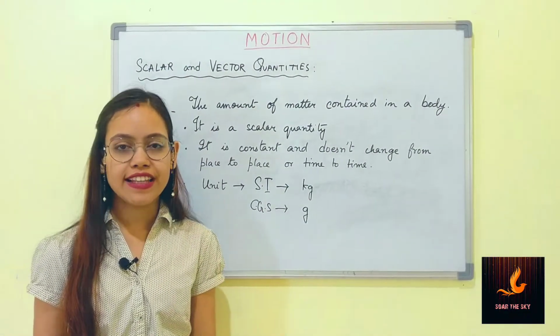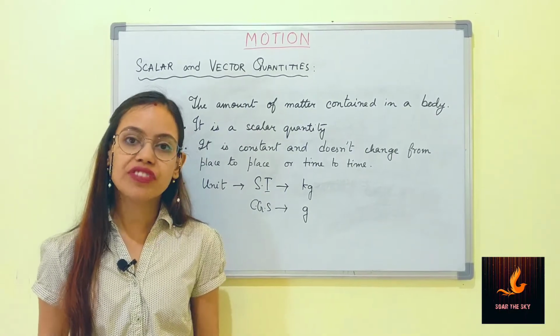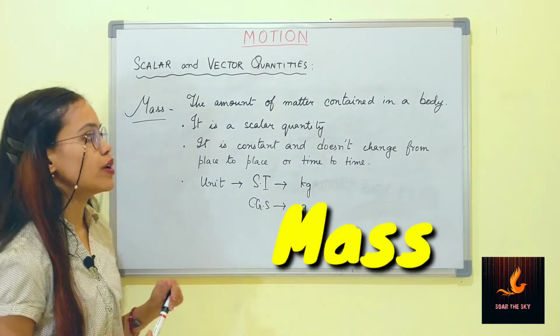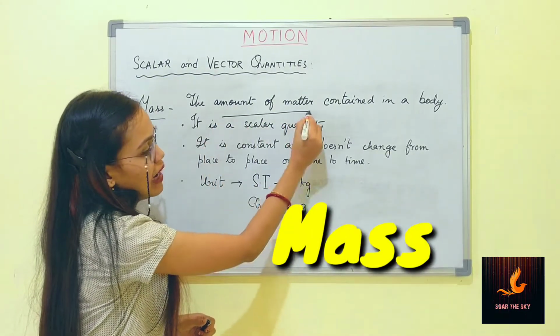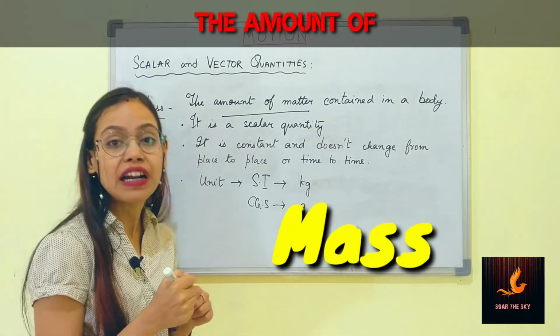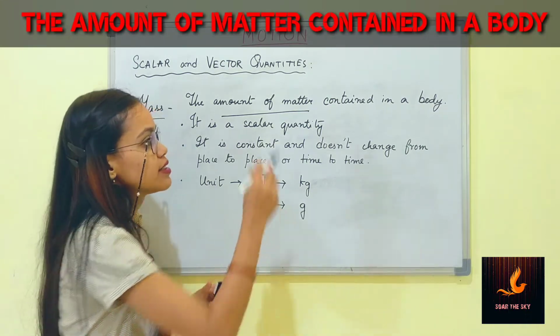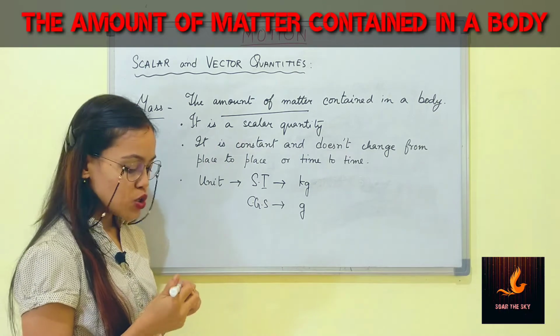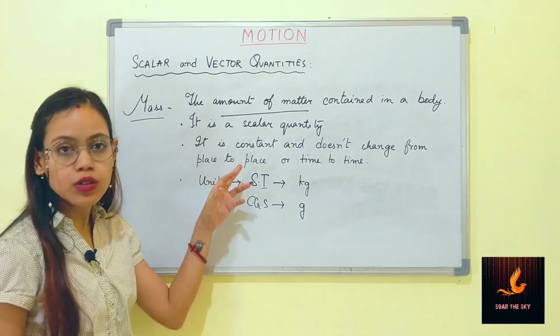The third and the last scalar quantity of this chapter is mass. What is the mass of a body? The amount of matter, that is the amount of particles contained inside a body, is the mass of the body. So mass is a scalar quantity.